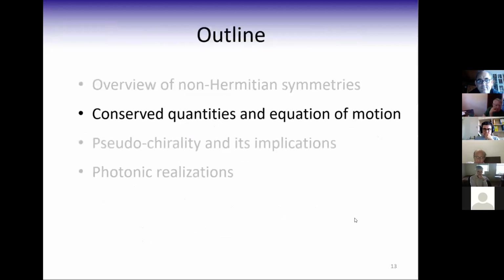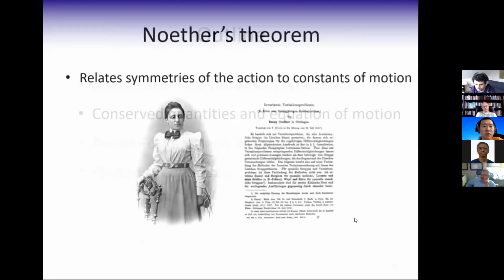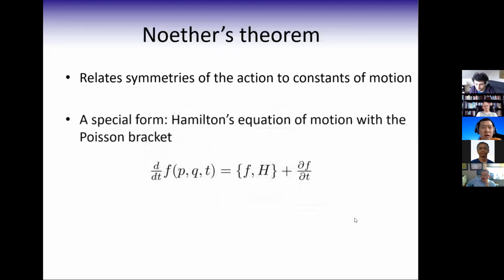Okay. So now to see why pseudo-chirality is interesting beyond the property I just mentioned, I want to talk very briefly about conserved quantities and equations of motion, especially in non-Hermitian systems. First of all, we know that Noether had this great paper about how we relate symmetries of the action of the problem to the constants of motion in classical mechanics. Another way to look at this, or maybe a special case, is to look at Hamilton's equation of motion using the Poisson bracket.